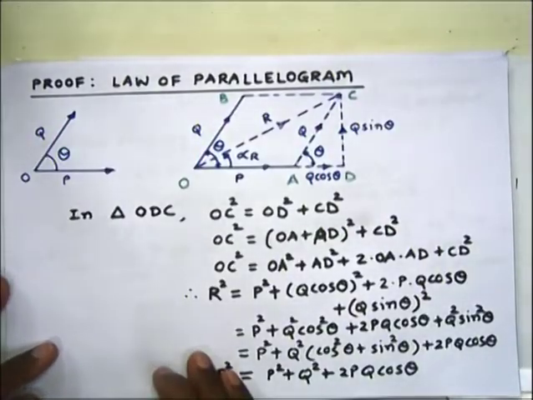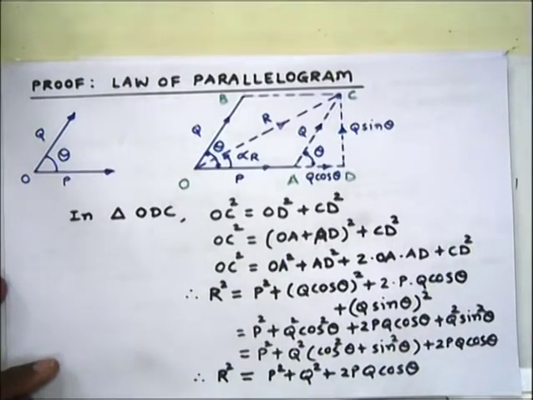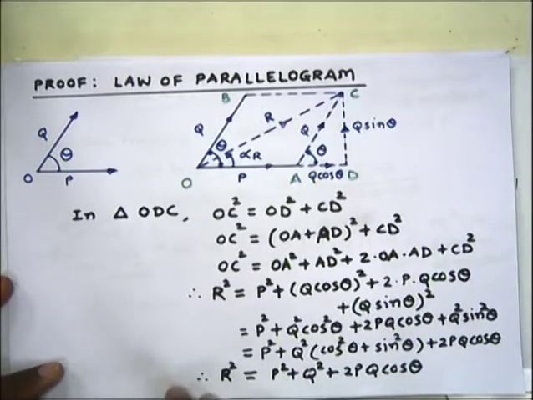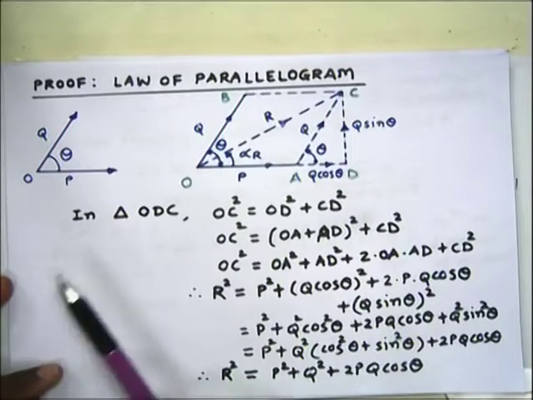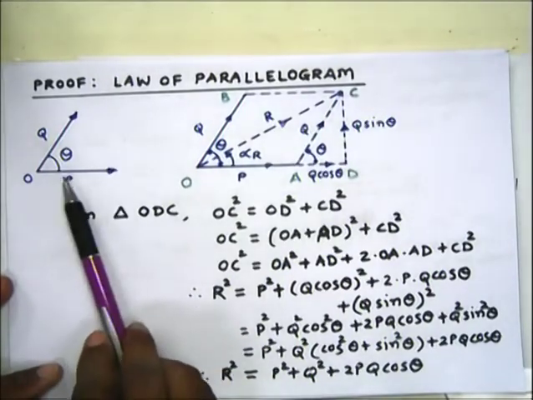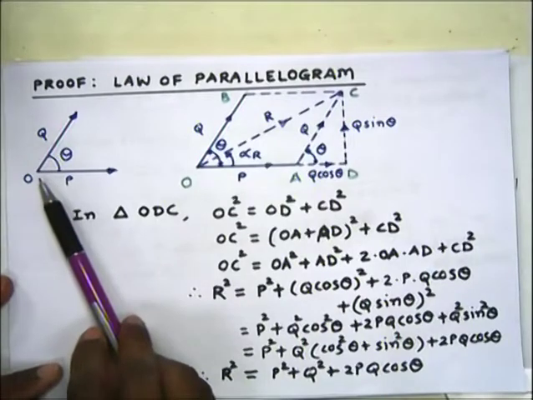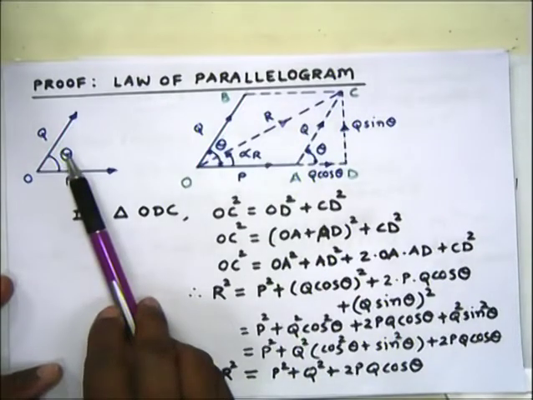Now, the proof of this law, that is, we know R is given by the root of P square plus Q square plus 2PQ cos theta. So how does that formula come? Now see this. Here two forces, say P and Q, intersection point is O, and the angle between them is theta.